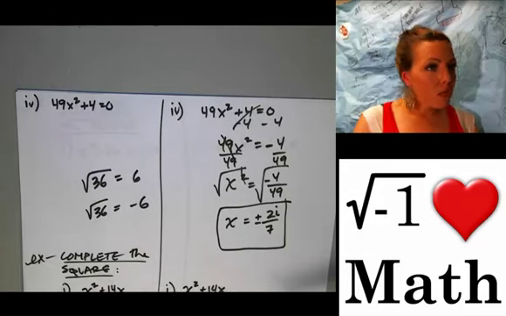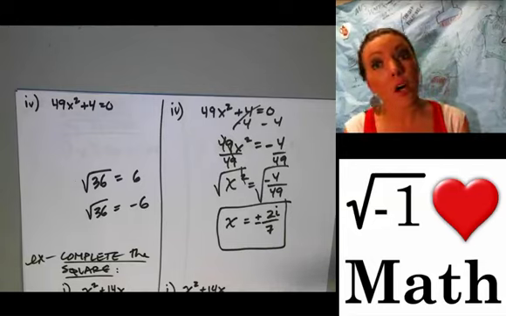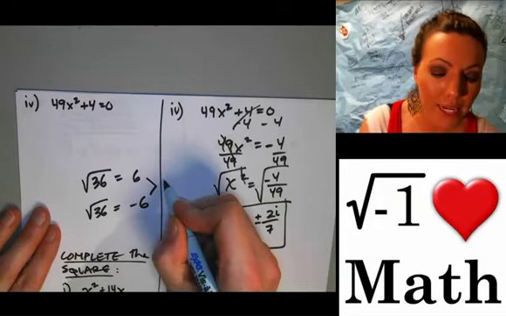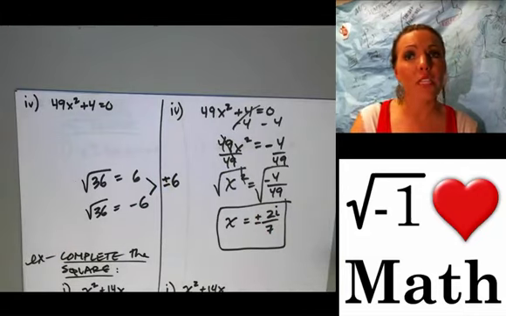Right, a negative times a negative equals a positive. A positive times a positive also equals a positive. So the way to write that in a little bit more of a concise way is like that. Okay, so anytime we take the square root, we want to put that plus or minus in front.